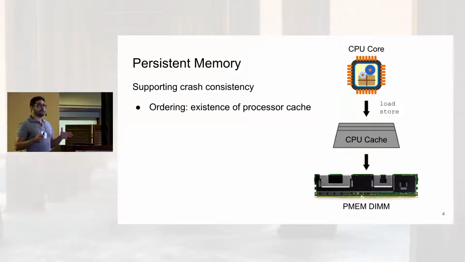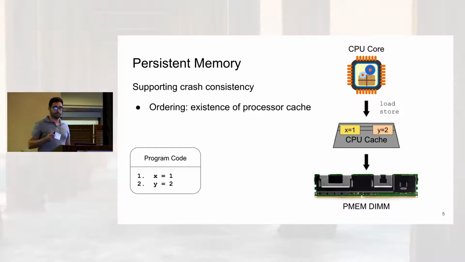There's a volatile cache system between the CPU and persistent memory, and that is problematic because cache lines can be written back to persistent memory in an arbitrary order. For example, this program writes 1 to X and 2 to Y. If X and Y are located on different cache lines, it's possible that Y equals 2 reaches the persistent memory first. At this point, if the program crashes, the data in persistent memory is in an inconsistent state.